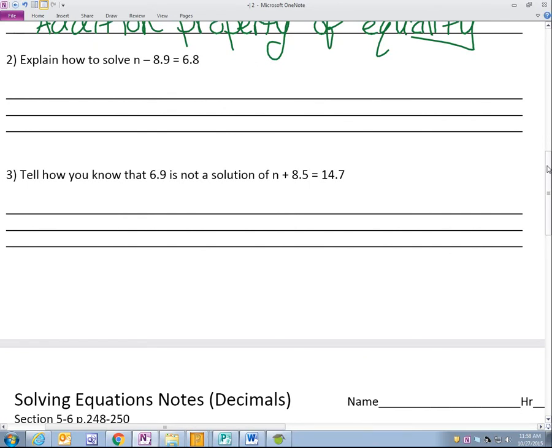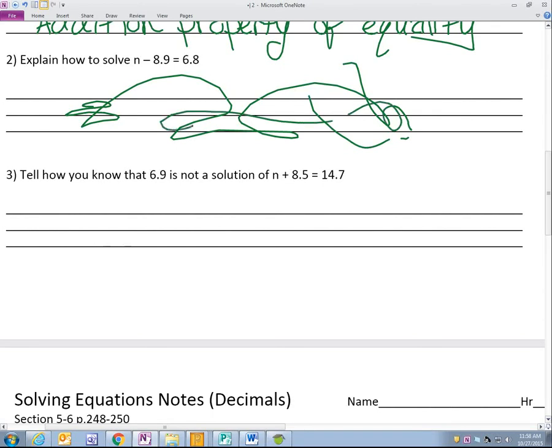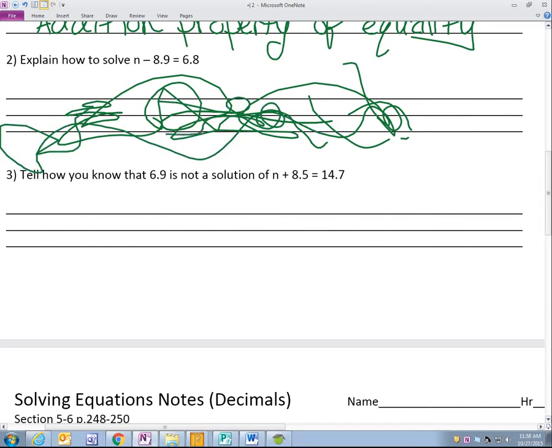All right, and we're back. With this one here, you should have something along the lines of the addition property of equality because it's talking about subtraction. And you should be saying how you have to add 8.9. You have to add 8.9 to this because 8.9 is being taken away from the variable.